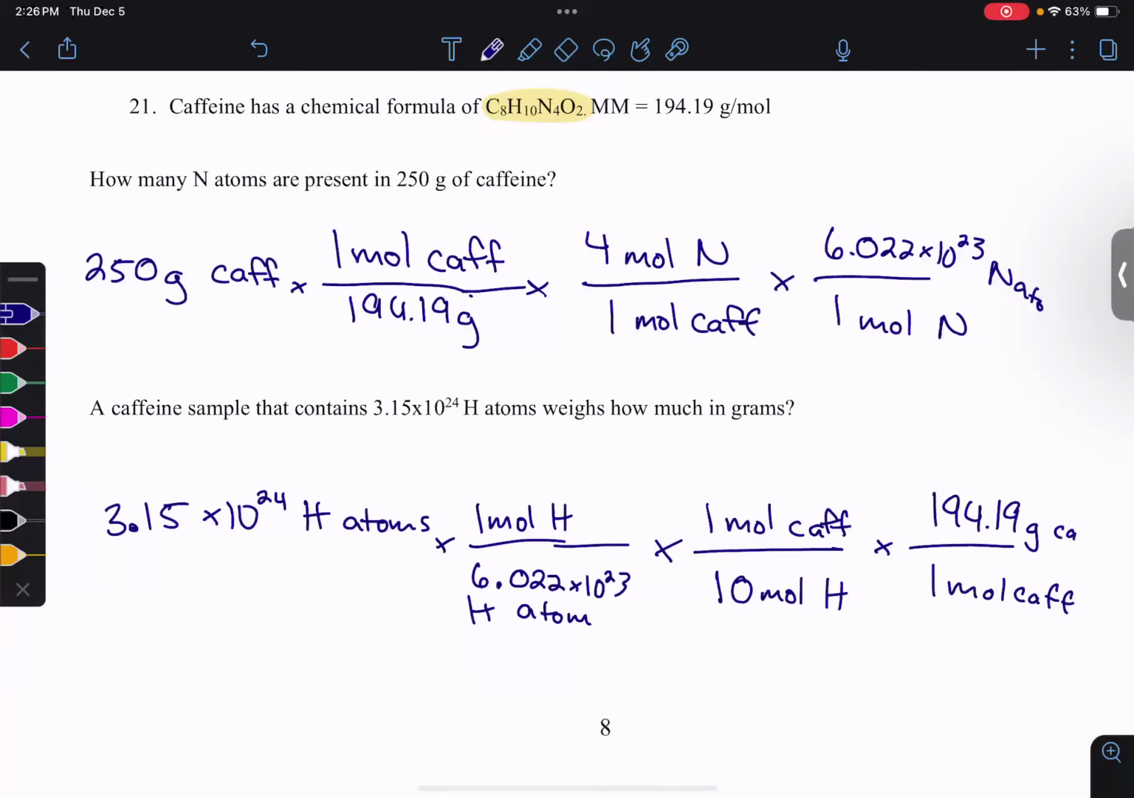194.19 grams of caffeine. So notice, step by step, it's backwards. We did it backwards. So do not forget this scaling step that comes from the chemical formula. Okay, all right, keep going.